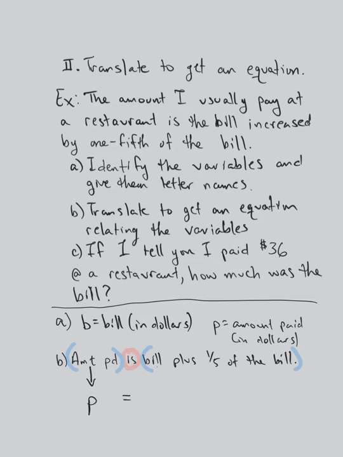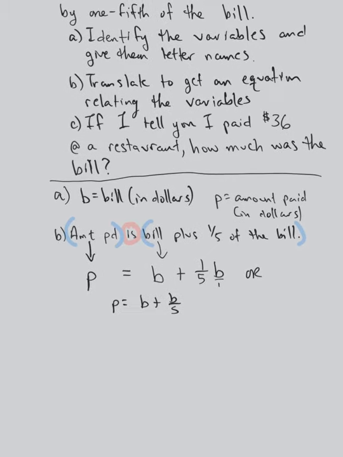And same thing here is the bill. We don't know what the bill is, but we have a letter to represent it, okay? Plus 1/5 of the bill. So remember, "of" means multiply, so 1/5 B, okay? Like that. And then from what I told you before, remember we can think about this as being B over 1 and multiply them. And so we could just as easily write this as P is equal to B plus B over 5. Okay, so now we're ready to answer part C.